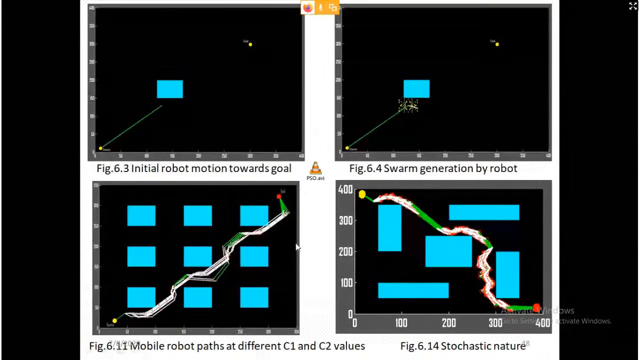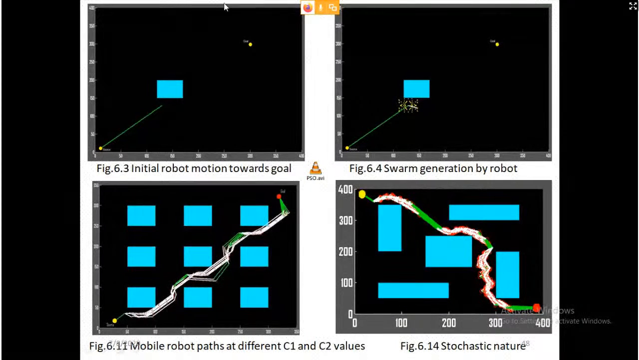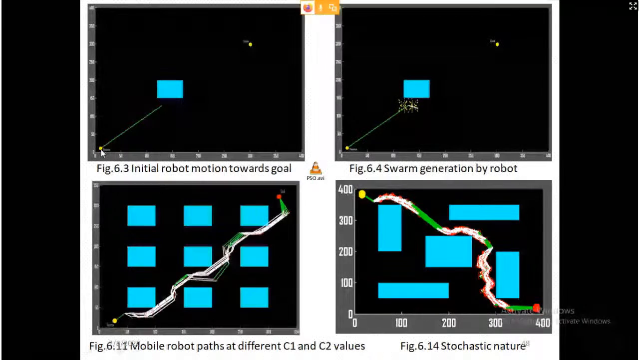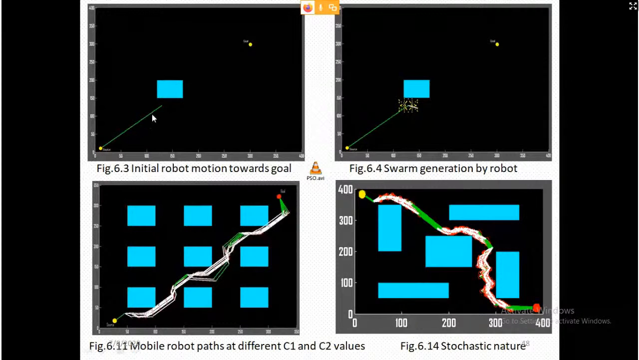Now, here if you see, this is my work environment. Initially, the environment has only one object. This is the source position. The robot knows this is where I am, and this is my target position, which I should reach. Since the robot knows this is the target position, it is moving towards the target. The robot position is represented here with green colored dots.